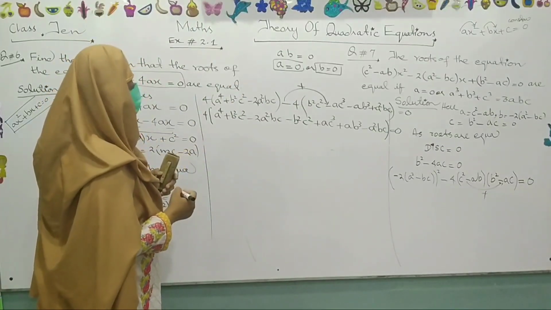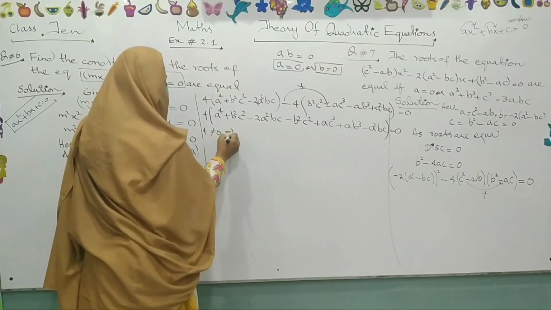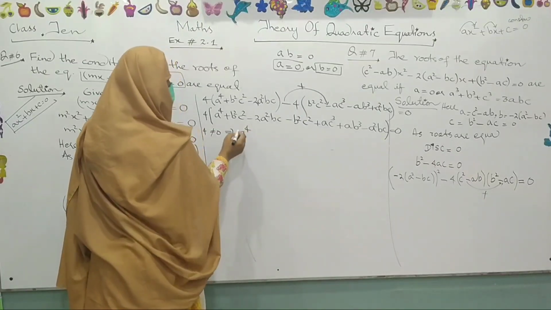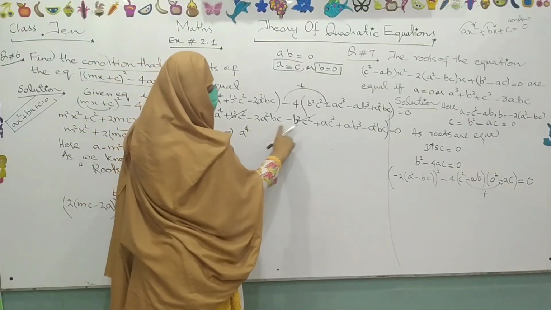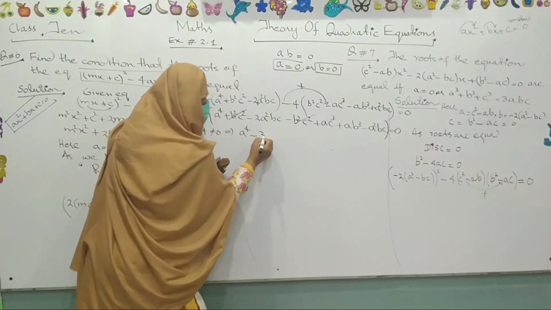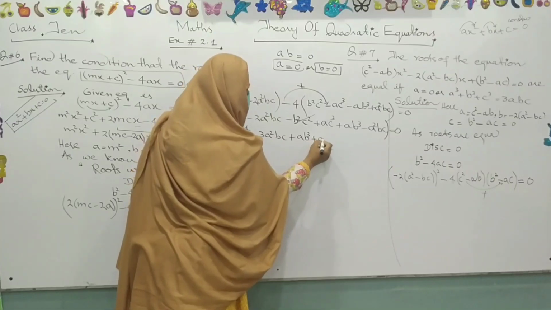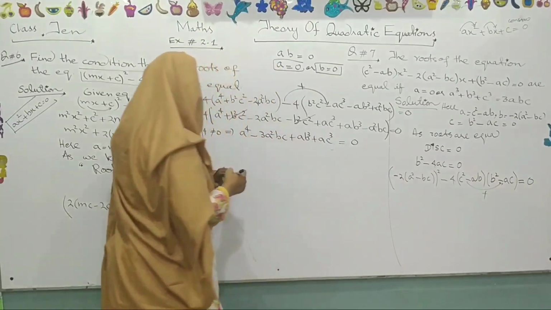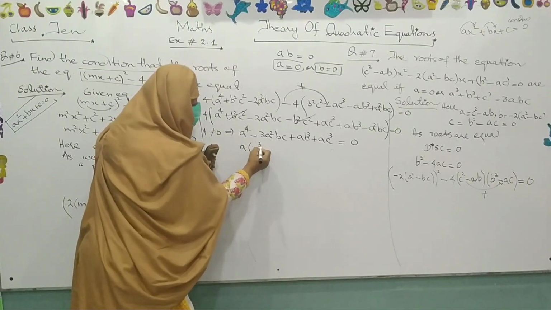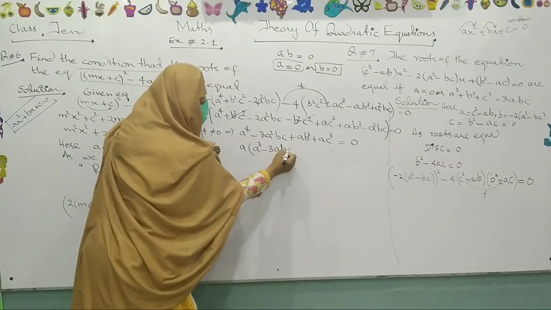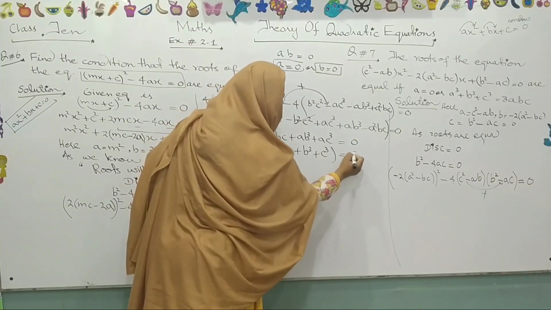You can observe what I will do here. 4 is not equal to 0, which implies this is a4. b square c square is cancelled by b square c square. Minus 2a square bc and minus a square bc will become minus 3a square bc plus ab cube plus ac cube is equal to 0. Now, can I take common a? Yes. What will be inside? a cube minus 3abc plus b cube plus c cube is equal to 0.